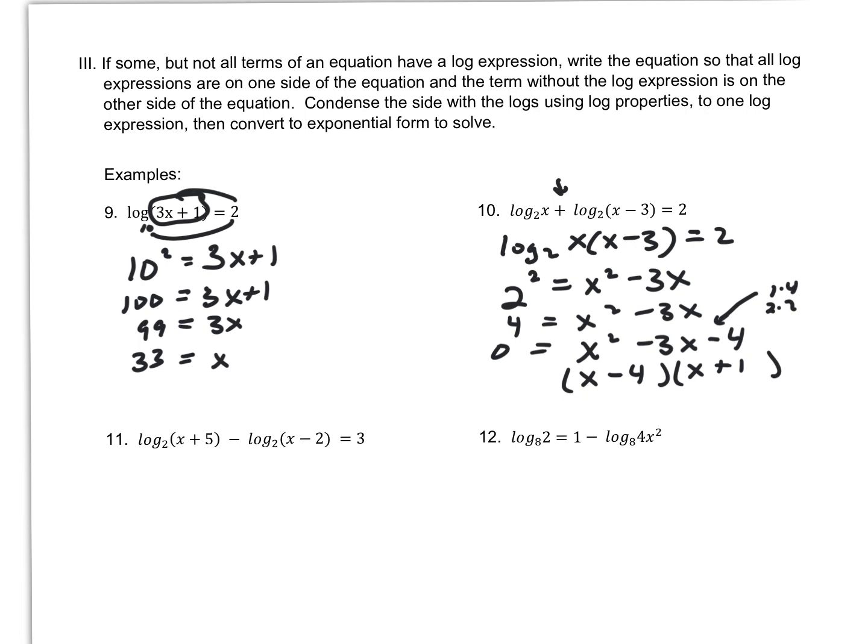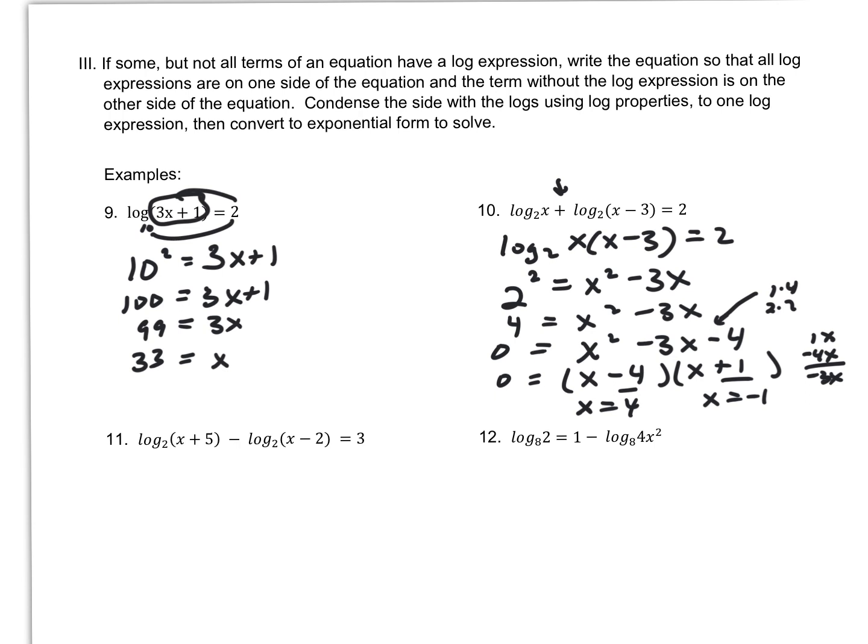Now, just to make sure I did it correctly, I'm going to mentally check it. The first term, x times x is x squared. X times 1 is 1x. Negative 4 times x is negative 4x. Yes, that gives me that middle term of negative 3x. And finally, my last term of negative 4 and 1 multiply to give me a negative 4. And now what do I do with each of those? I set them equal to 0. So x is going to be a 4, or x is going to be a negative 1.